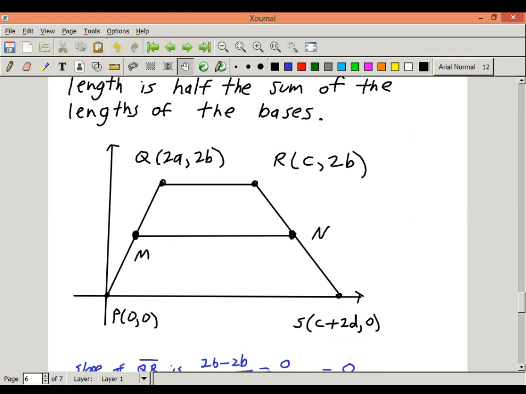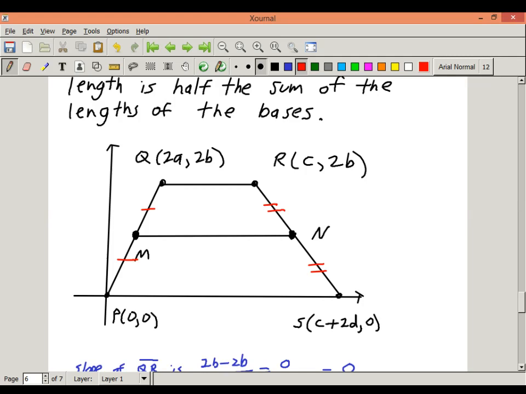So what that theorem says is this mid-segment MN, I should mark that off, joins the two midpoints. So the mid-segment MN, there are two things the theorem says about it. It's parallel to the two bases. So it's parallel to the top of the trapezoid and the bottom. And its length is half the sum of the top and the bottom bases.